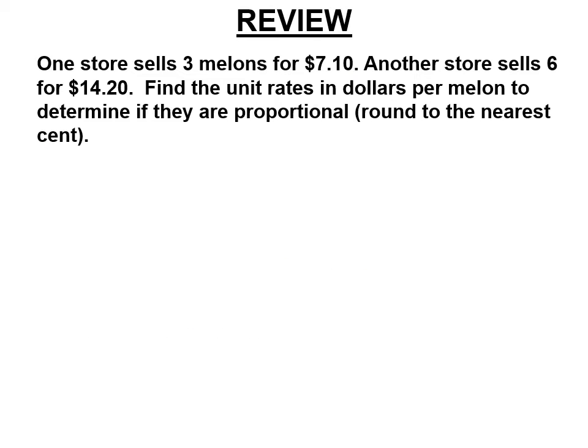One store sells 3 melons for $7.10. Another store sells 6 for $14.20. Find the unit rates in dollars per melon to determine if they are proportional. Round to the nearest cent. Okay, so we have $7.10 for 3 and $14.20 for 6. All right, now you should be able to look at that and realize they're proportional because 3 times 2 is 6, and $7.10 times 2 is $14.20.